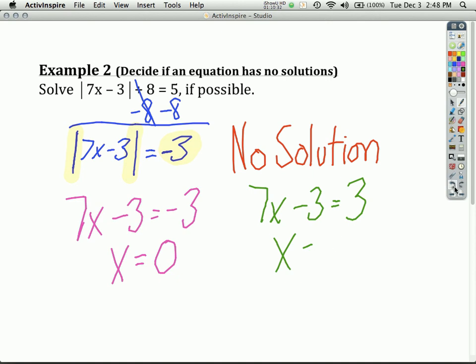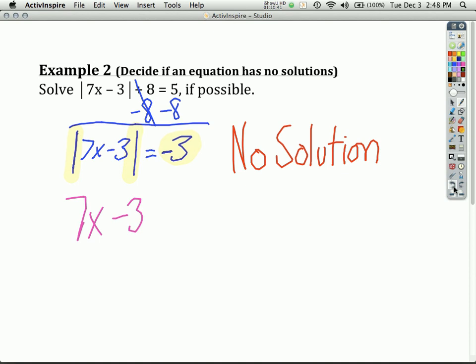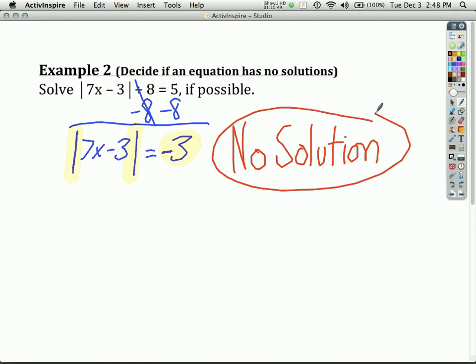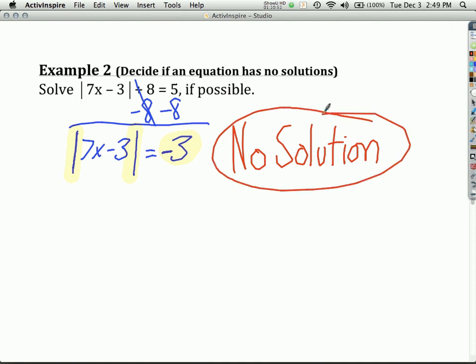When you get the absolute value isolated, if the number on the right-hand side is negative, you need to stop because the distance cannot be negative. So the solution is no solution. Does anyone have any questions, comments, or concerns? Okay.